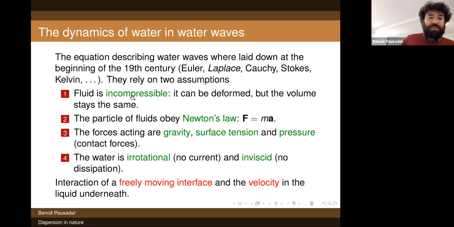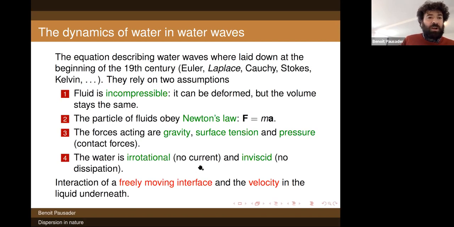And once you have this, then in principle, that's it. You can just go about and start solving the equations. It would be immensely complicated. Fortunately, you can make two natural additional assumptions, which are valid in a lot of cases.